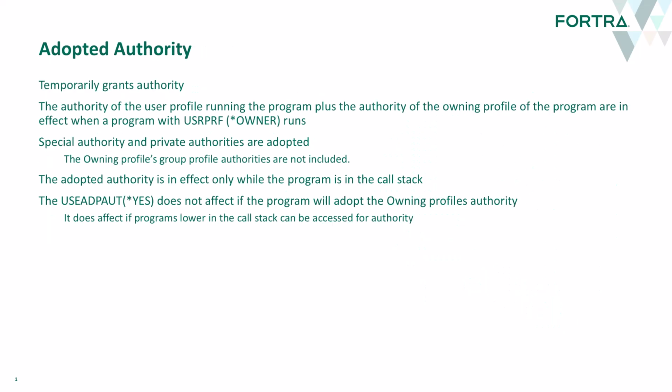Another option for accessing objects is through adoptive authority. Adoptive authority is when a program has been configured to use the owning profile's authority when it's being executed. This can allow a process to be granted additional authorities than what the process has at the beginning.